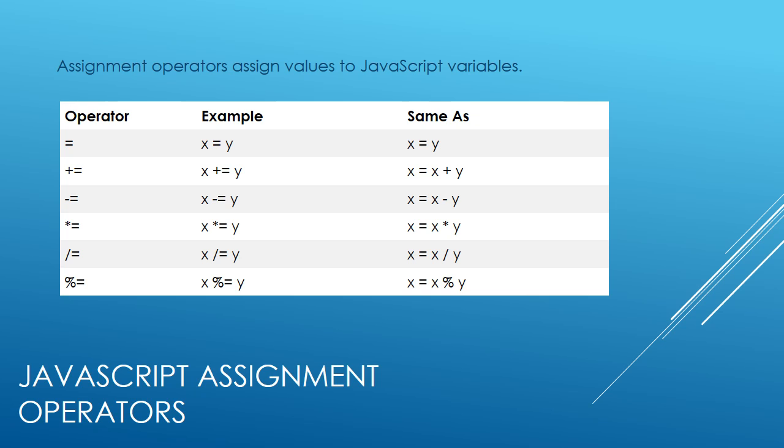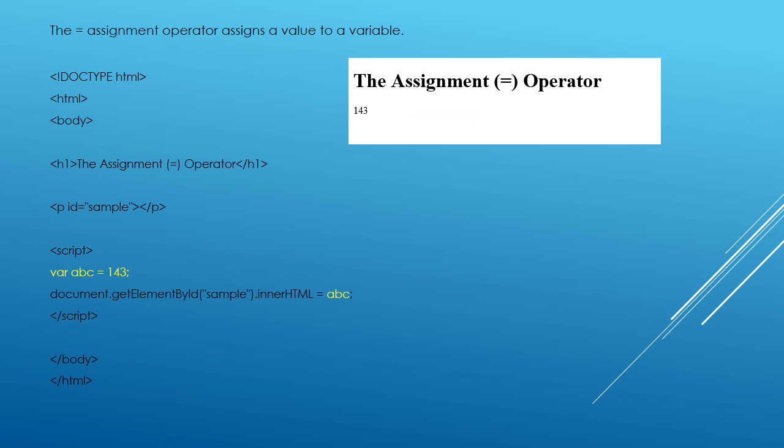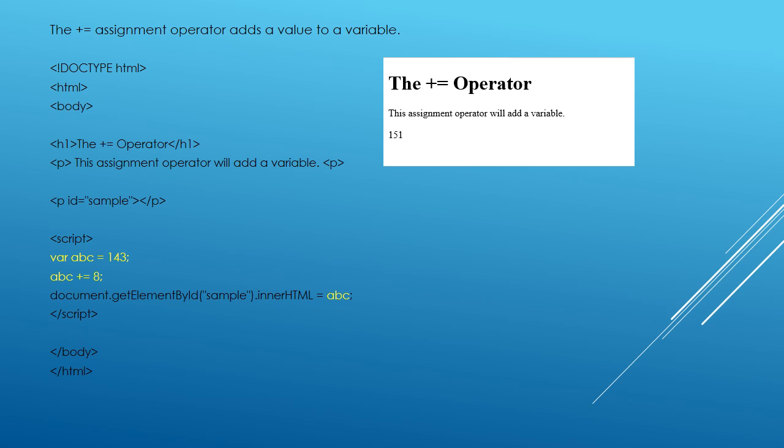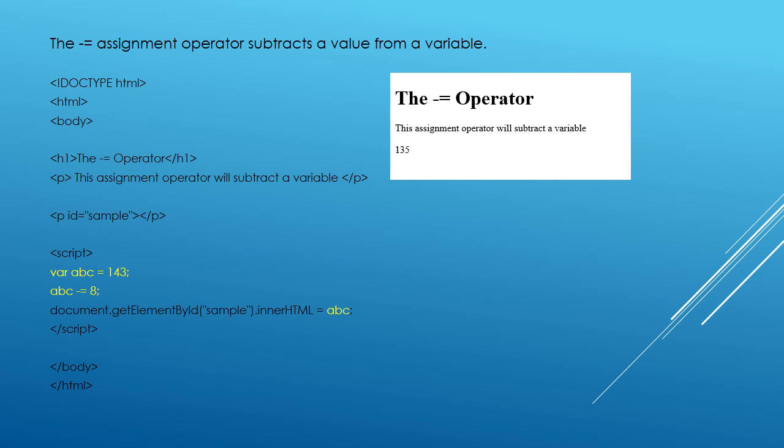Assignment operators assign values to JavaScript variables. The equals assignment operator assigns a value to a variable. The plus equals assignment operator adds a value to a variable. The minus equals assignment operator subtracts a value from a variable.